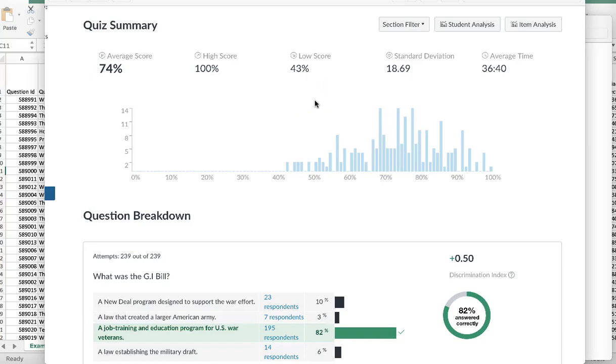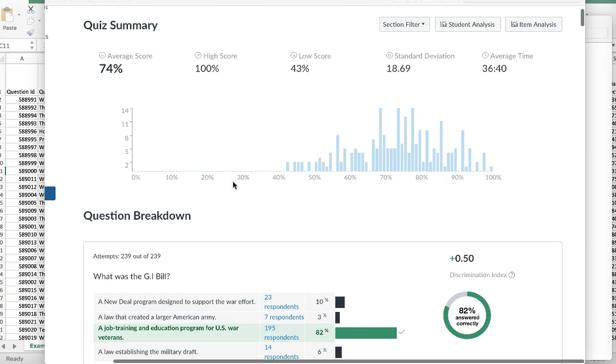So here is an example of Canvas quiz statistics. Here you'll see the average score, high score, low score, standard deviation, and the average time to submit. This is an example exam with, I think, randomized questions, so you're going to see different attempts for different questions. And then you see the frequency distribution of scores.